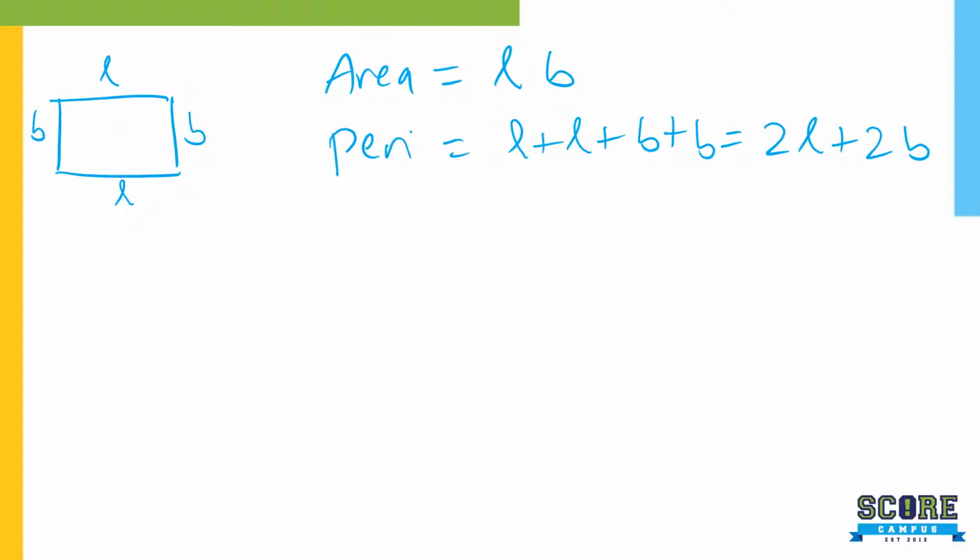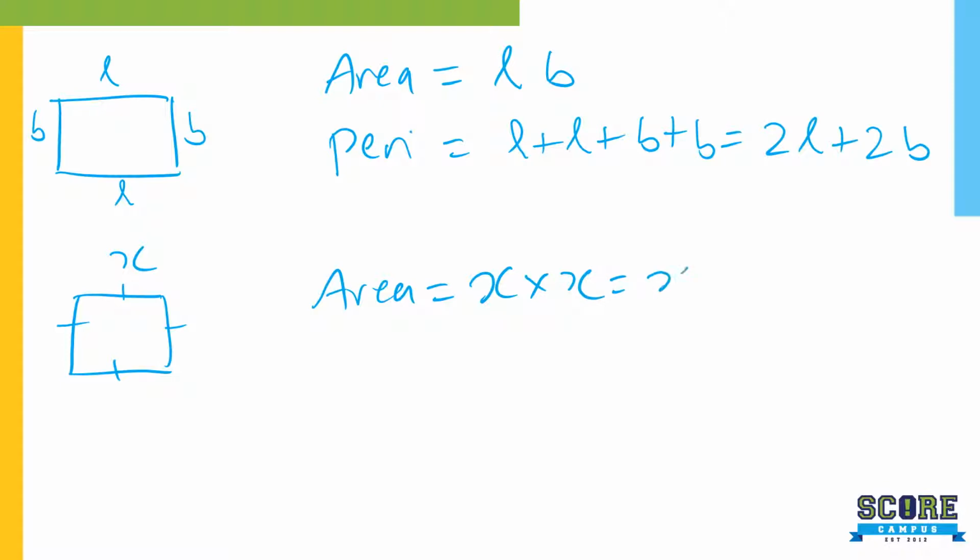All right, now square. Square, you know all the sides are equal, so let's just put it as x. Area equals to, again, the length times the breadth, but because they are the same, so it's x times x equals to x square. The perimeter is equals to x plus x plus x plus x, which is equals to 4x. Yeah? Now, moving on to a triangle.